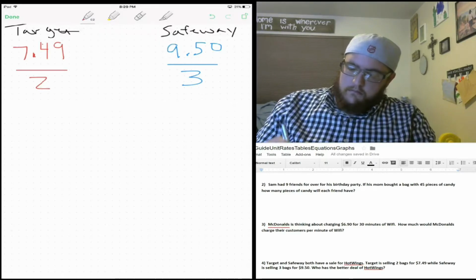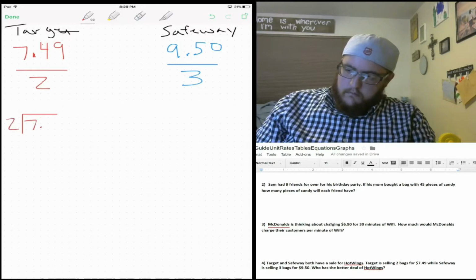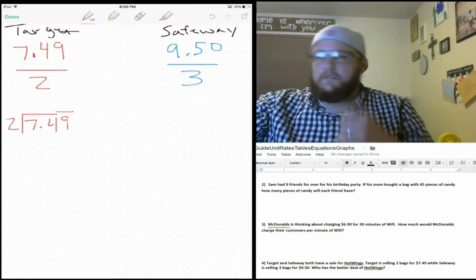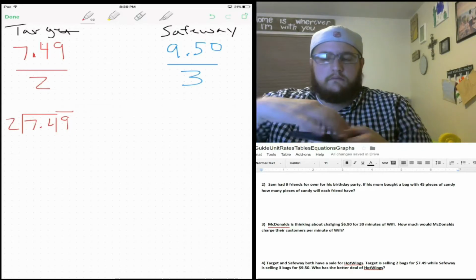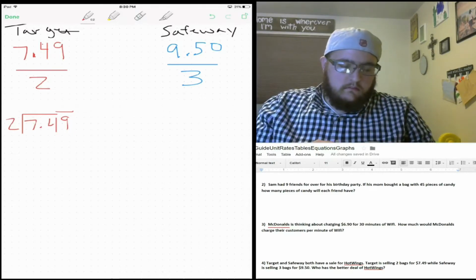So I can't compare these 2 rates because they're not very easy to compare, but I can divide both of them in order to find the unit rate. Remember, our y value, the numerator, divided by the x value, the denominator, will give us our unit rate.